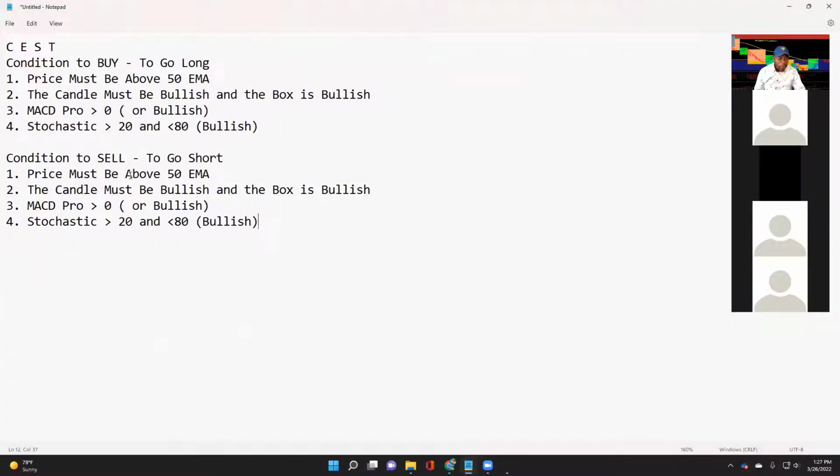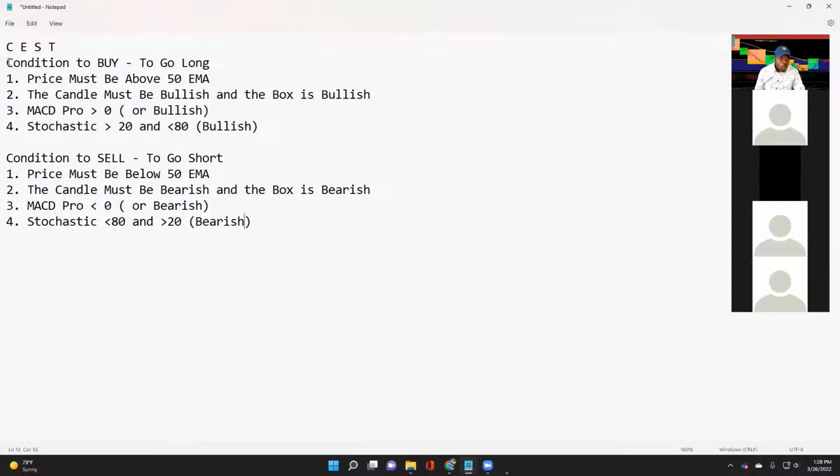So the price must be below 50 EMA. The candle must be bearish and the box is bearish. MACD Pro is less than 0, or bearish. And stochastic is less than 80 and greater than 20. That is bearish. So this is the condition to go short.